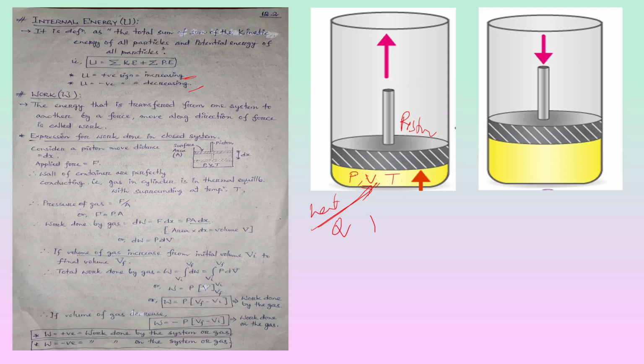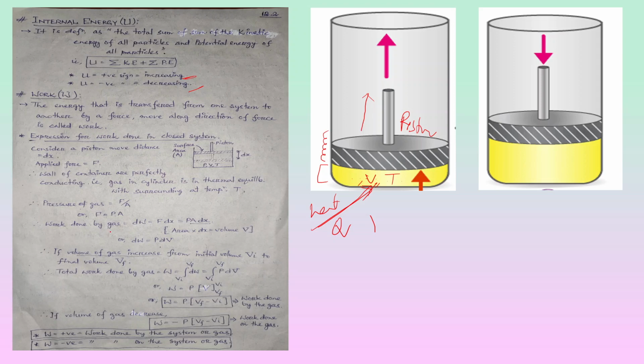That means the gas is doing some work. That's why we call it work done by the gas, because the gas expands its volume. In that case we observe that the volume will increase. That means the piston goes upside, and this volume will gradually increase.